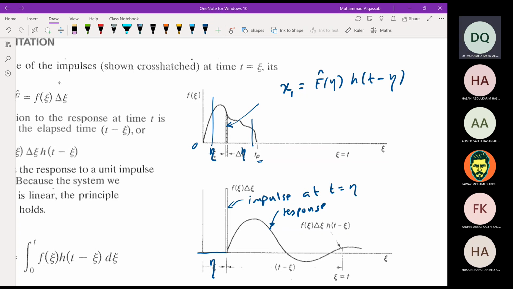And then the total solution will be the summation. So the total response using the principle of superposition will be the summation of x i from 1 to n. So suppose you divide this into 100 impulses, then you will have a summation from 1 to n.